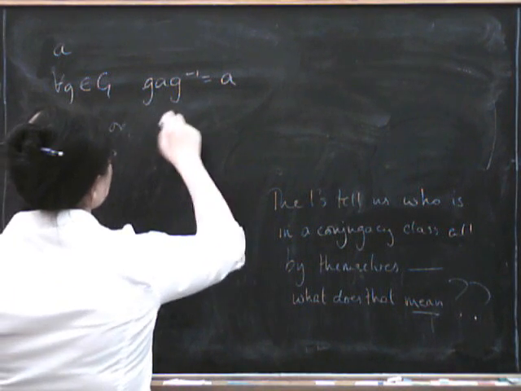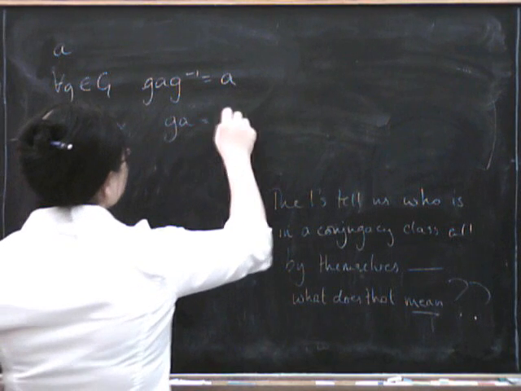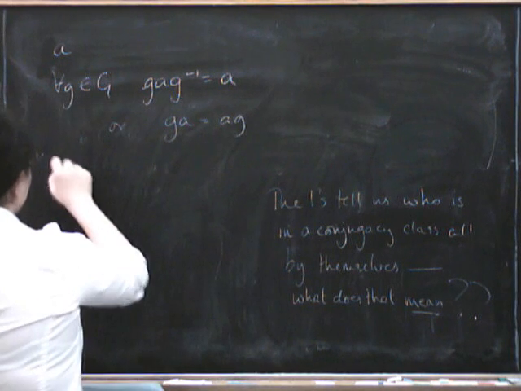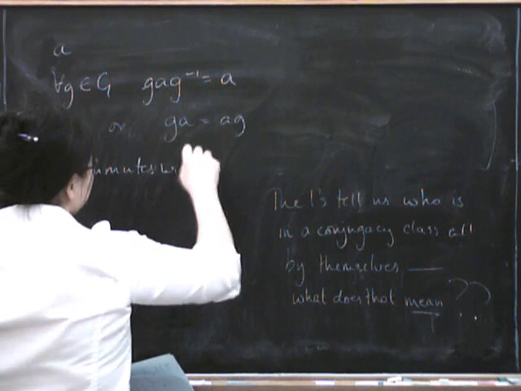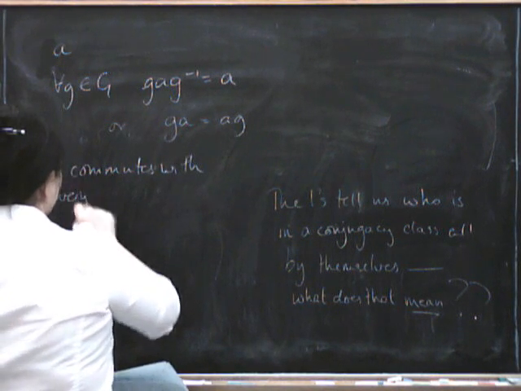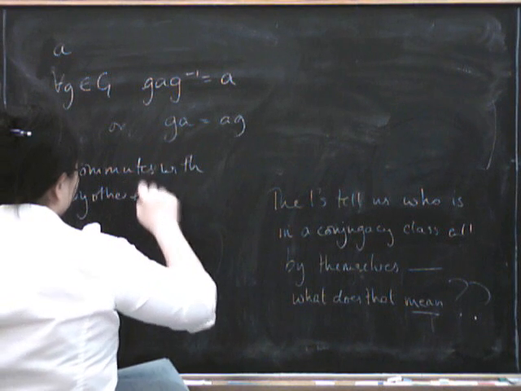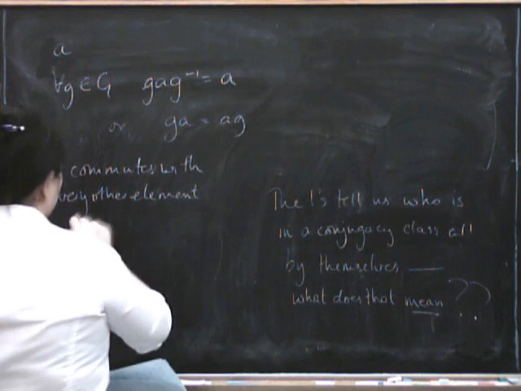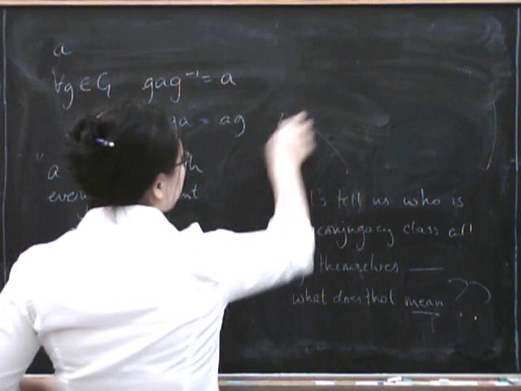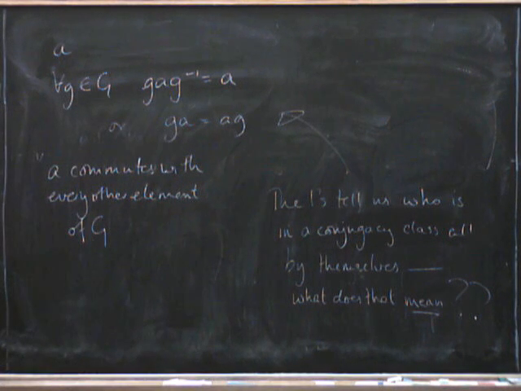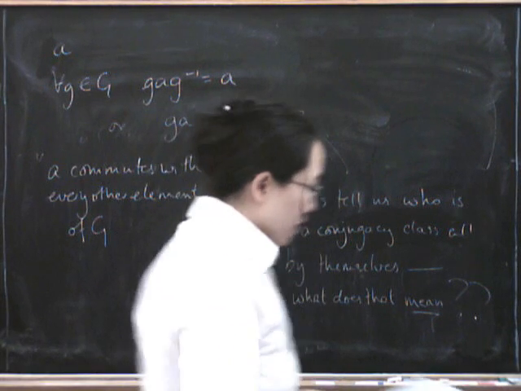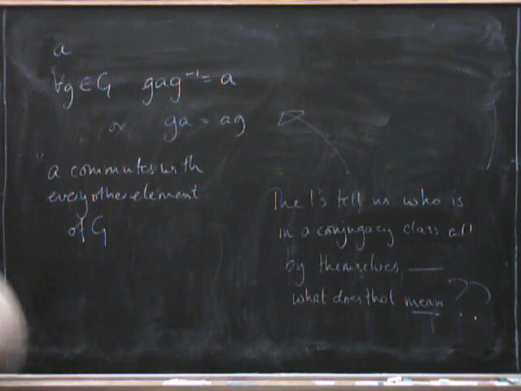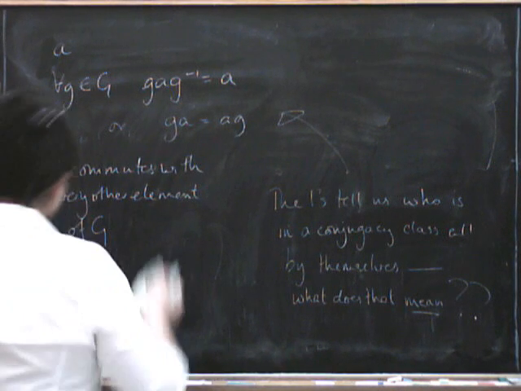So another way of saying that is that gA equals Ag. A commutes with every other element of G. That's what that means. And so we give this a name because it's sort of useful, and it's called being central. It's connected with being in the center.